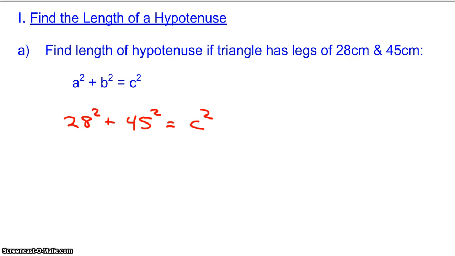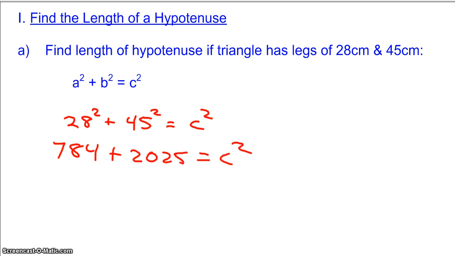What is 28 squared? I got 784. Does anyone agree? 784? Good. I have agreement, so I'll go with it. And 45 squared, does anyone have that? Nicholas? 2025, does anyone agree with that? Okay, good. 2025 equals c squared.